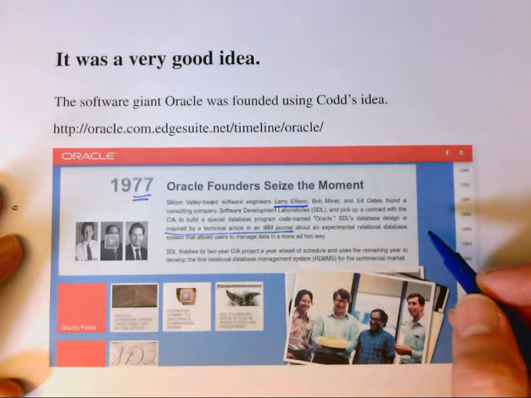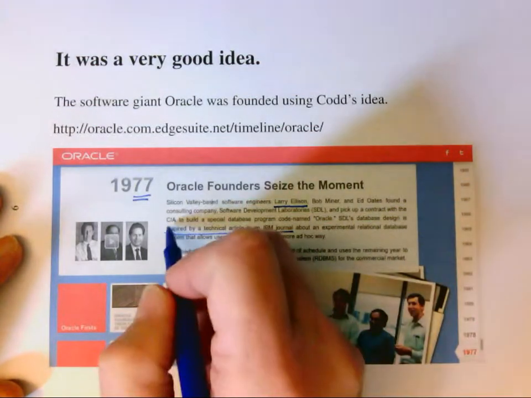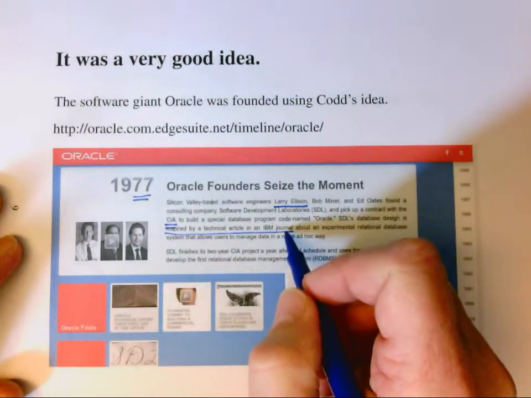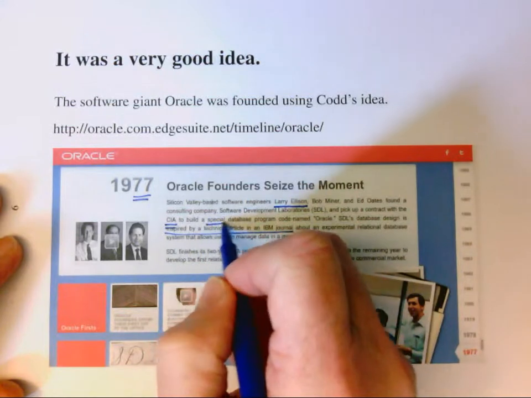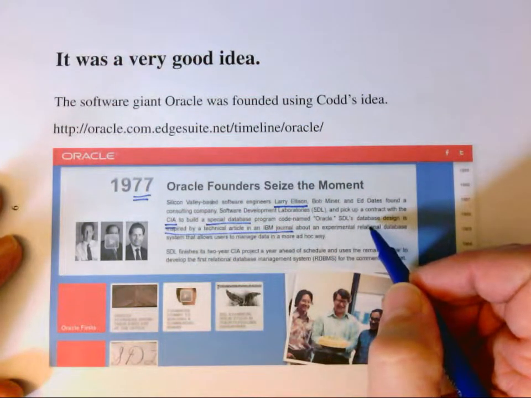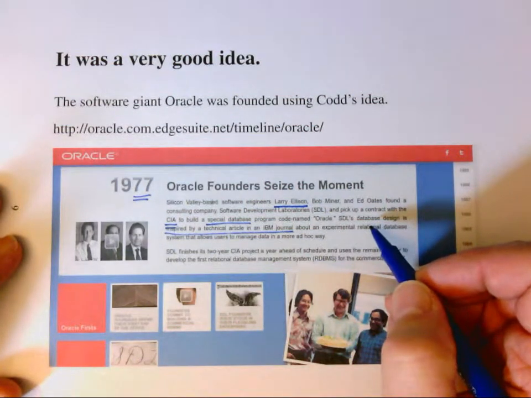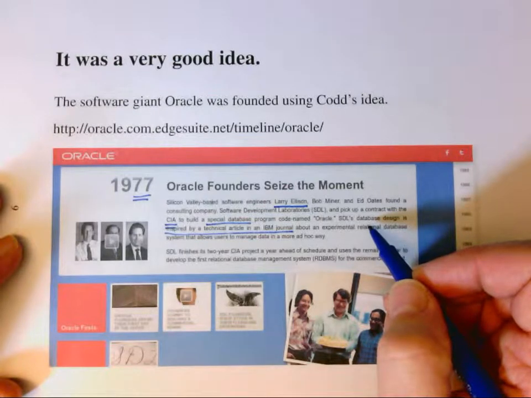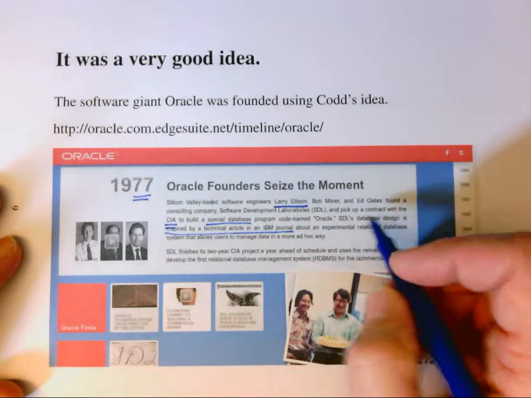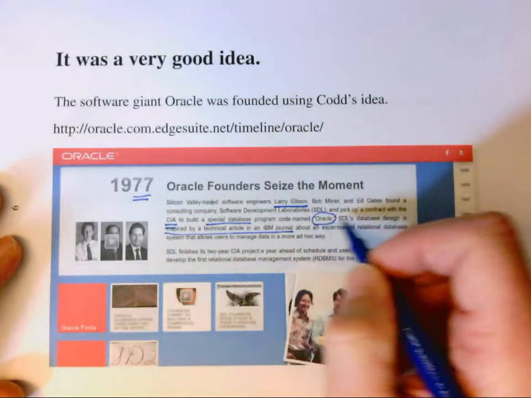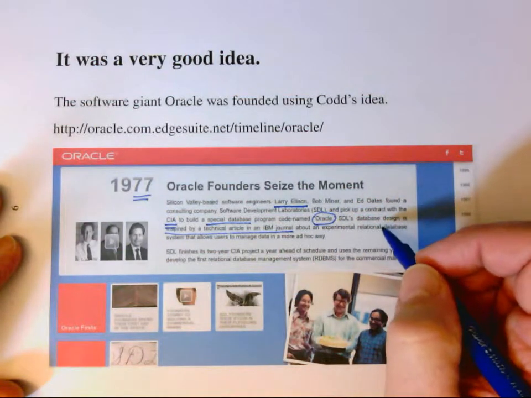They pick up a contract with the CIA, and they're going to build a special database. You've heard in the news that the NSA has been building a database of U.S. phone numbers, license plates, and emails. Well, they were doing it back then. They codenamed that database Oracle.